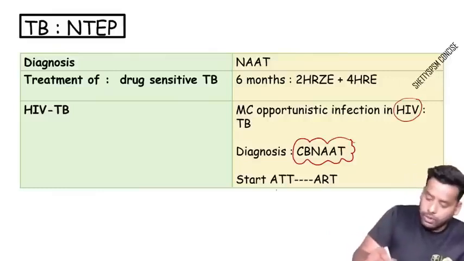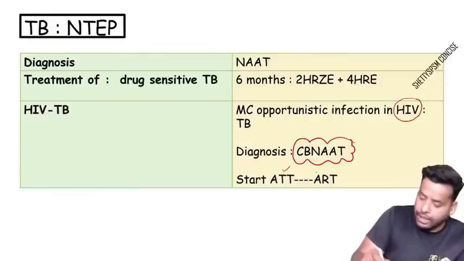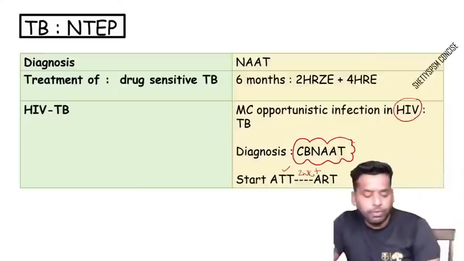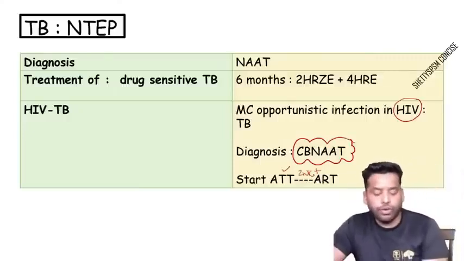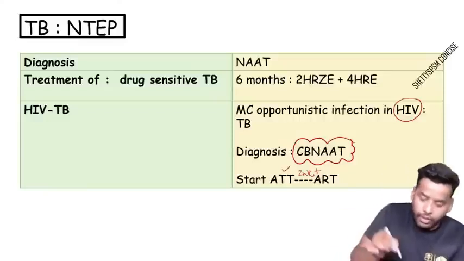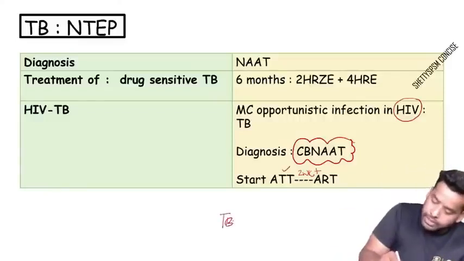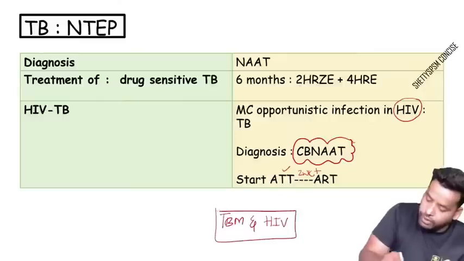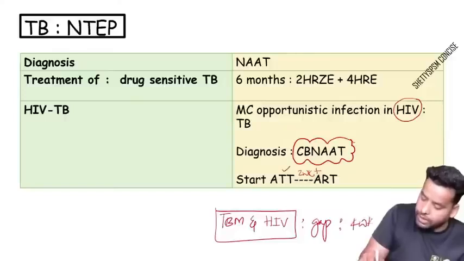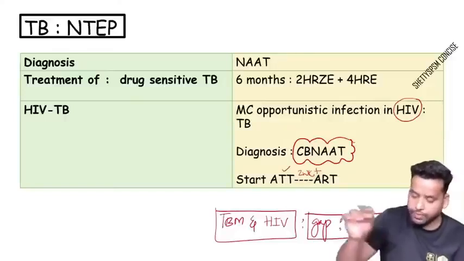If both are diagnosed together, start ATT, then add ART. Keep a gap of 2 weeks. ATT followed by ART. If at all there is TB meningitis and HIV, what should be the gap? 4 weeks. If there is TB meningitis and HIV, the gap is 4 weeks.